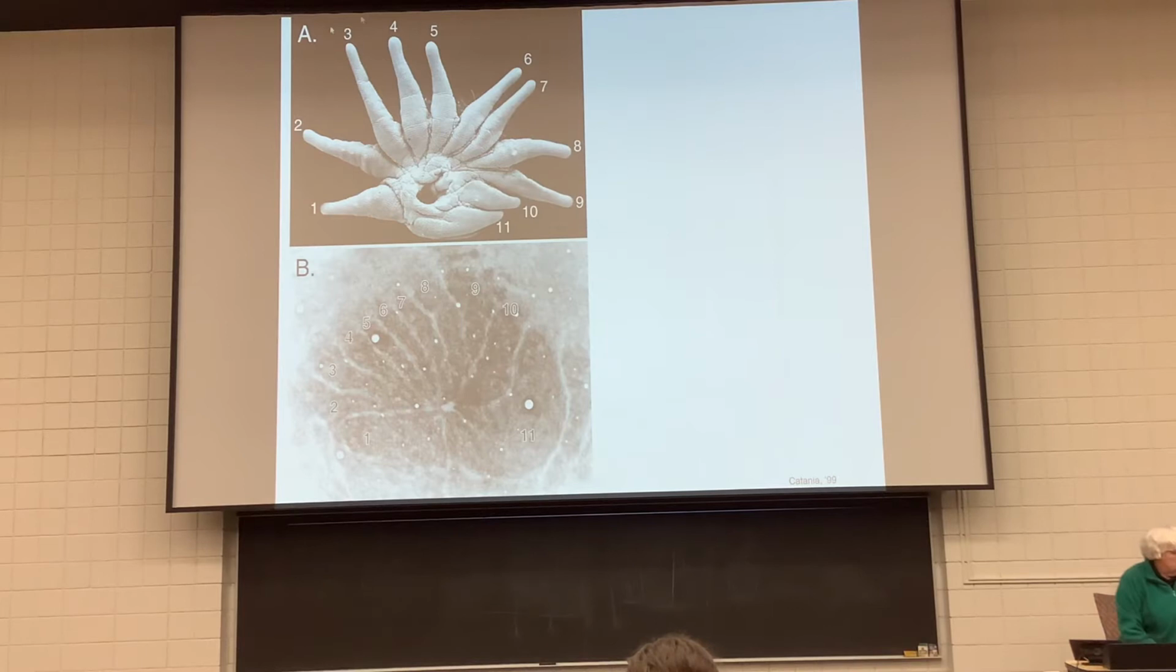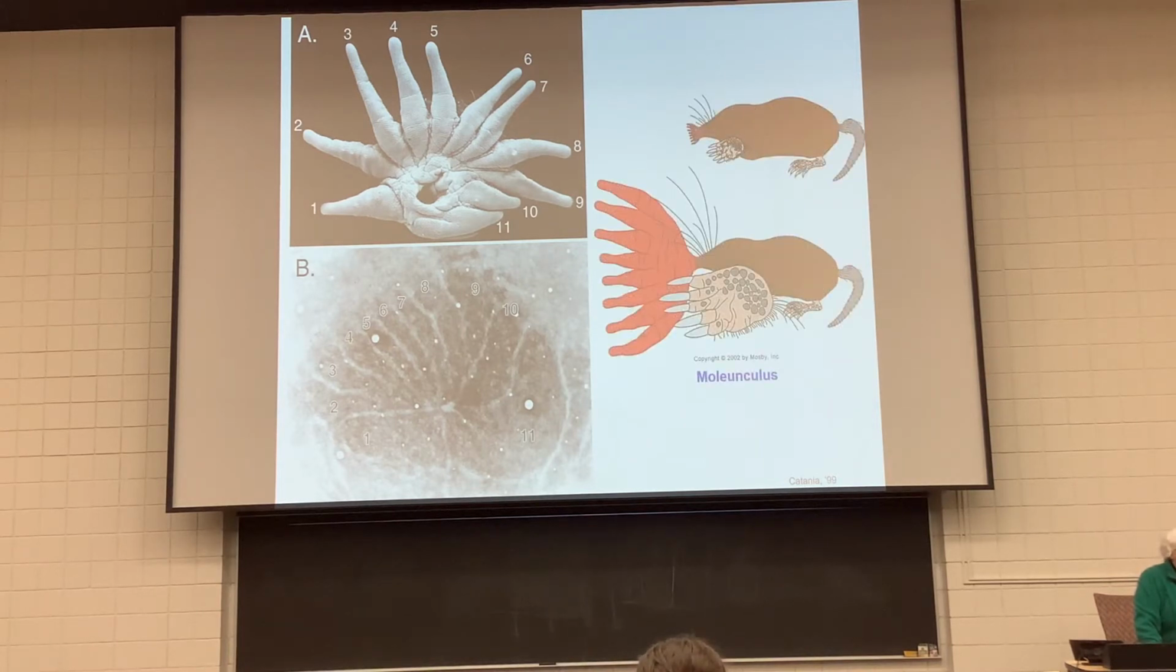So here's all the little digits. And there are techniques you can use to actually show where they are. And where you see this coloration, you can see almost an exact representation of that appendage in very specific areas of this creature's cortex. So there's also a molunculus that can be used.